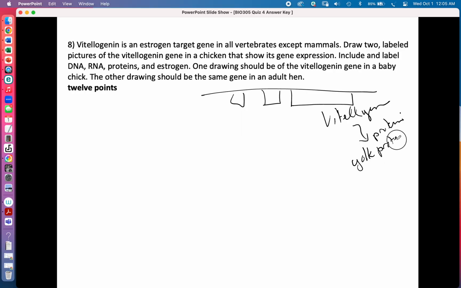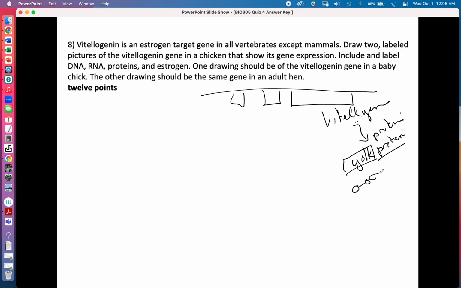And the female in every vertebrate except mammals, and except the mammals that are not marsupials, because we have some egg-laying mammals, so like a duck-billed platypus and echidna are mammals. And I just say, not in mammals, but there is that exception because they lay eggs. And so they have this. And yolk proteins are sources of nutrients.